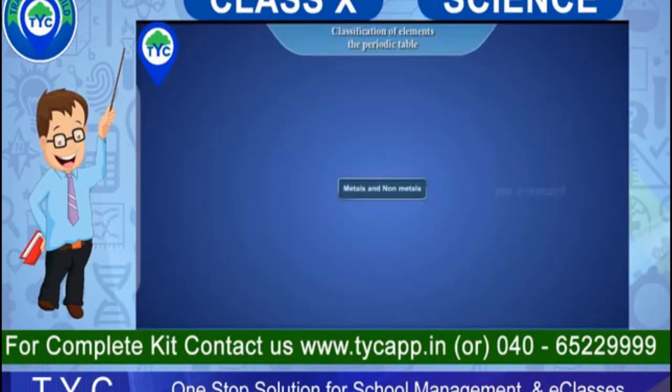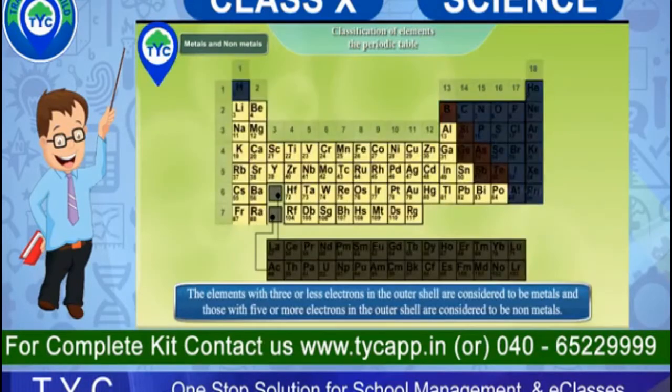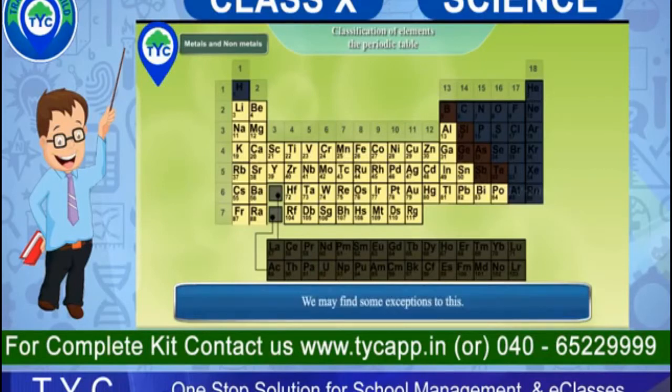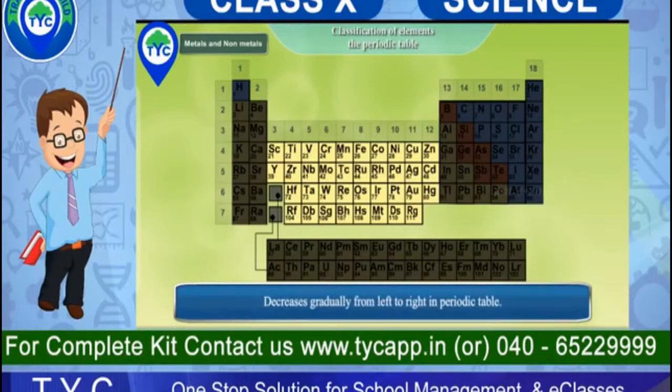Metals and non-metals. We have learned about the properties of metals in the chapter Metals and Non-metals in class 8. The elements with 3 or less electrons in the outer shell are considered to be metals, and we may find some exceptions to this. D block elements, that is, 3rd group to 12th group, are metals; metallic character decreases gradually from left to right in the periodic table.